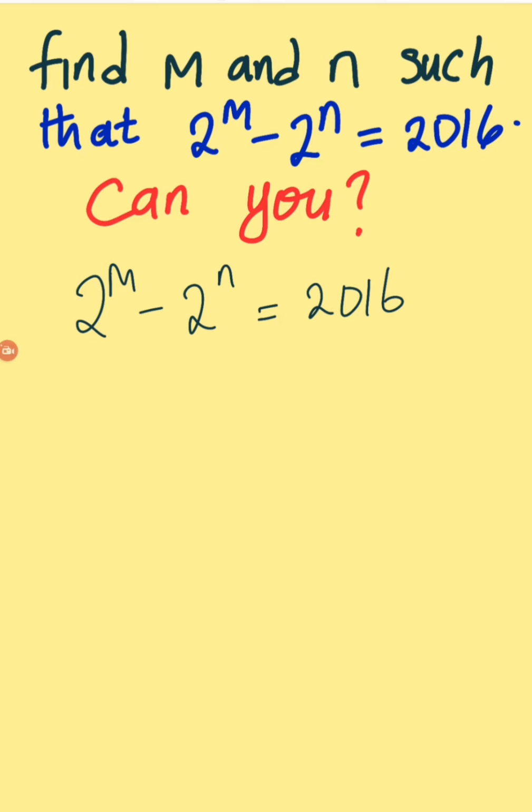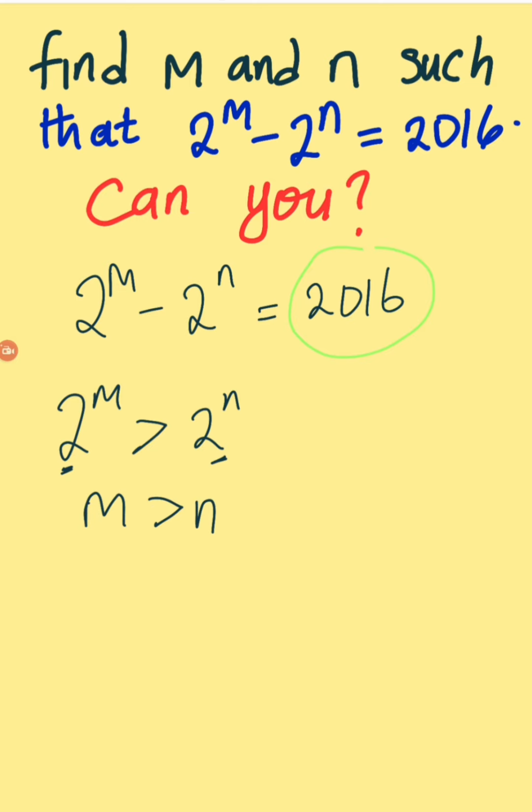Now, when we subtracted, we got a positive difference of 2016. This shows that 2 power m is greater than 2 power n, because after the subtraction we are getting a positive result. And because both of them have base 2, it then follows that m is greater than n.